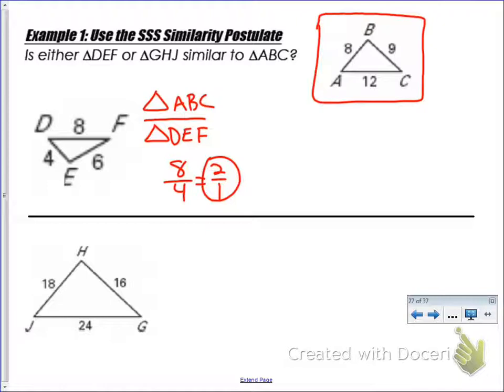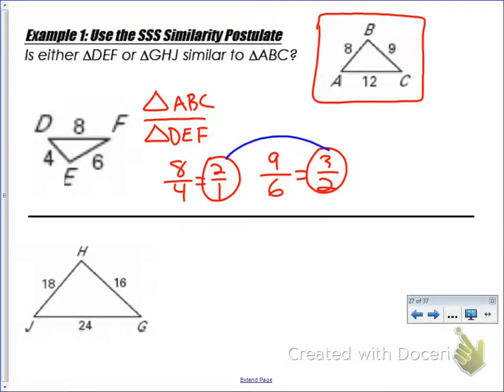Now we move on to the one in the middle, our medium side length. So on triangle ABC, that's going to be BC, which is 9. And that's going to correspond to EF, which is 6, which is my second biggest. So 9 over 6 is going to reduce to 3 to 2. And right now, as we can see, the two ratios that I have for my first two pairs of sides are not the same. I've got 2 to 1 for my first pair of sides, and I have 3 to 2 for my second pair of sides.